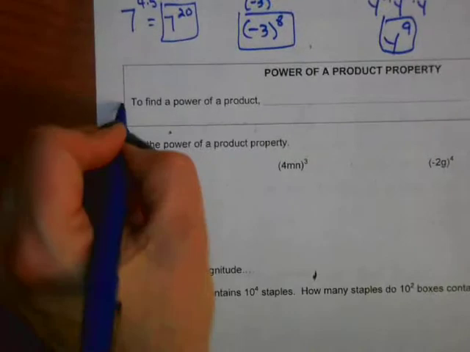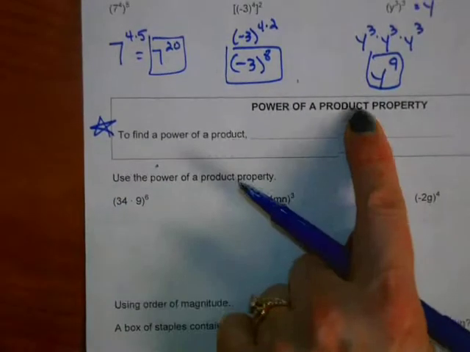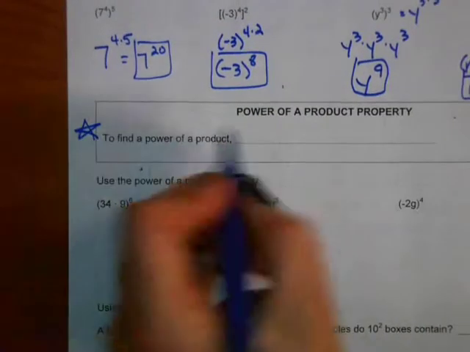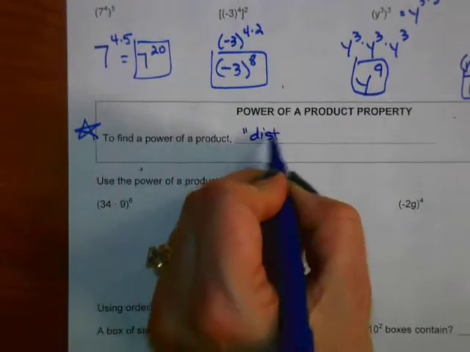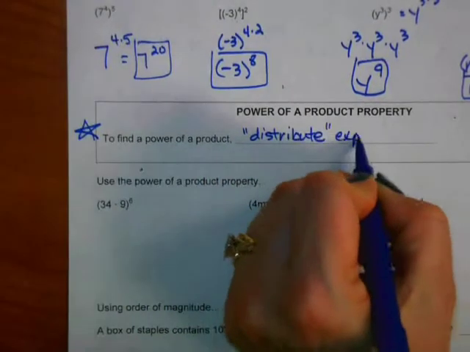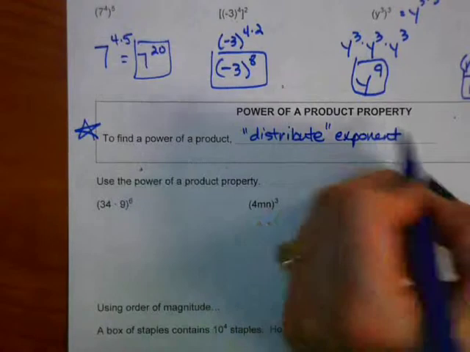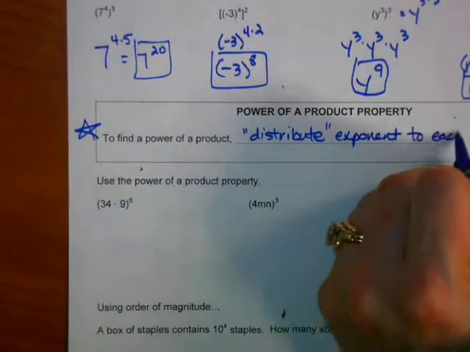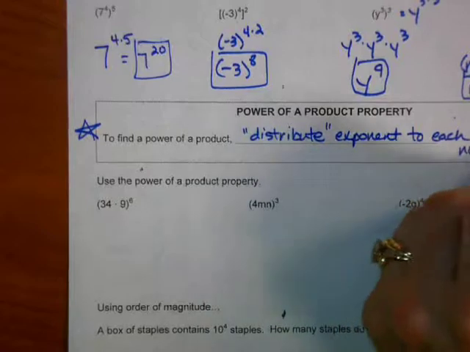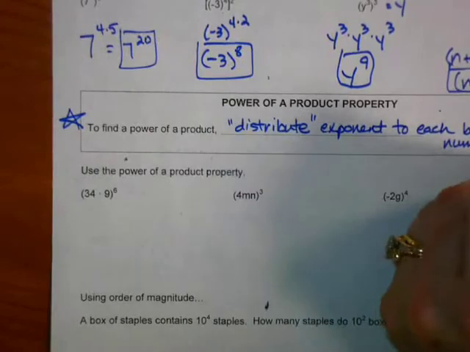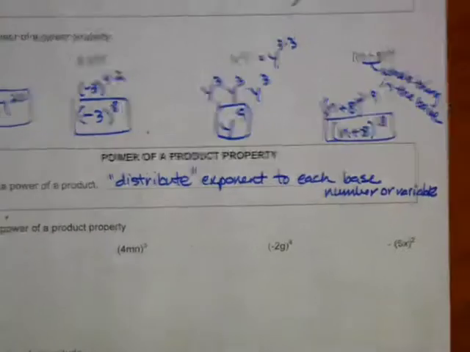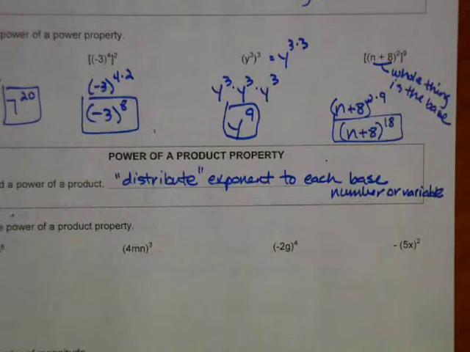Third property. Power of a product. This means multiply, that means power. To find a power of the product, you distribute the exponent to each base number or variable. You distribute the exponent to each base number or variable.